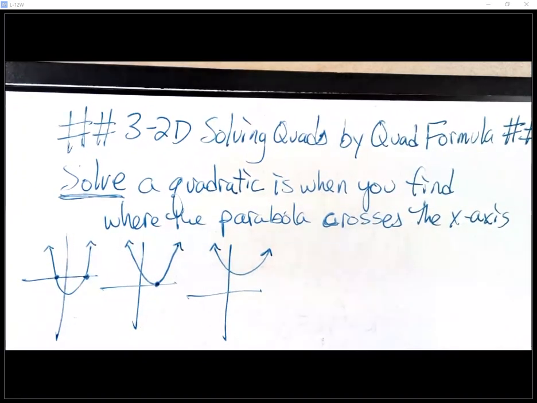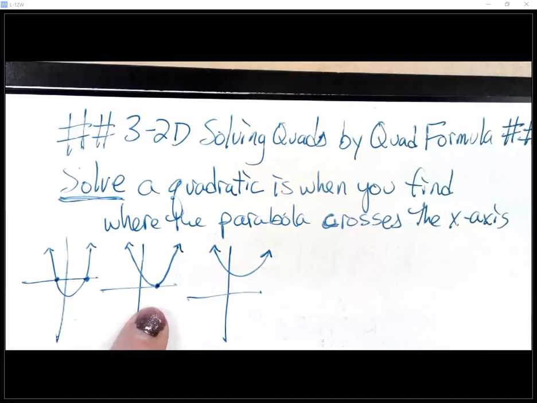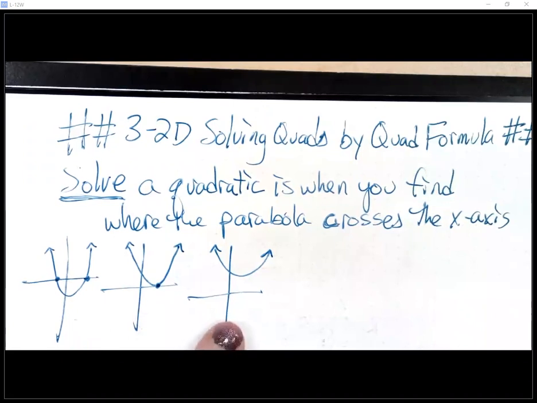You're either going to have at most two solutions. I take that back. You'll always get two solutions. It's just, are they going to be two different ones, the same answer twice, which means I'm really only hitting the x-axis one time, or I never hit the x-axis. And this is what I just mentioned: your answers for something like this are going to come out as imaginary numbers.